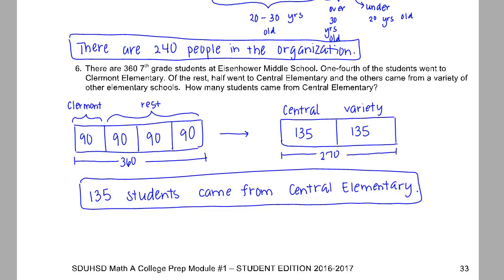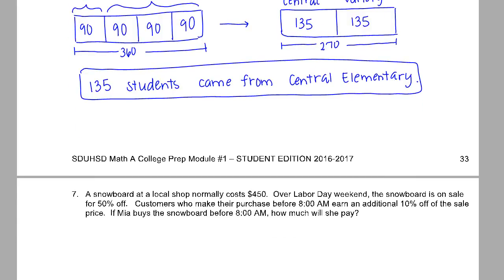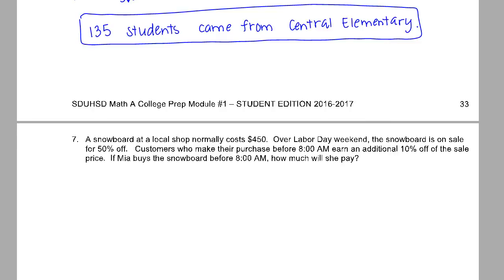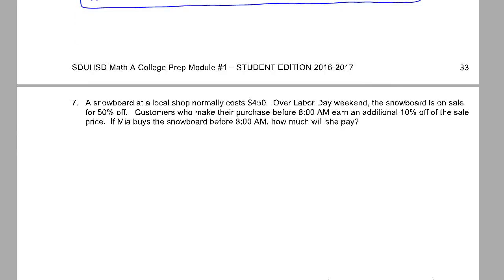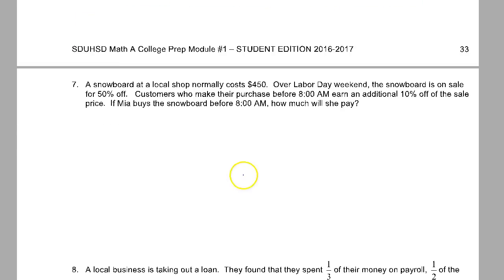And now we turn to the last page, 34. A snowboard at a local shop normally costs $450. Over Labor Day weekend, the snowboard is on sale for 50% off. Customers who make their purchase before 8 a.m. earn an additional 10% off of the sale price. If Mia buys the snowboard before 8 a.m., how much will she pay?